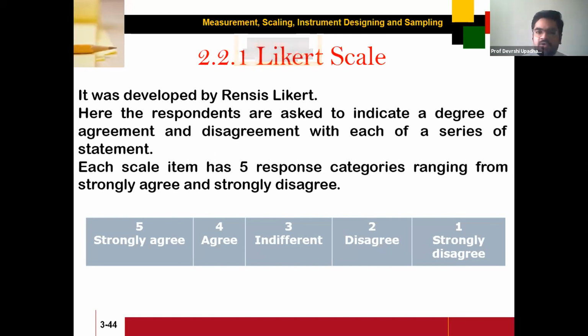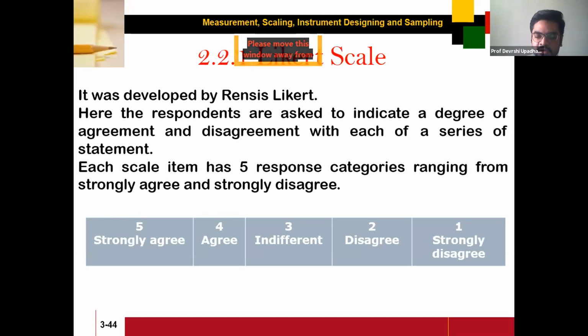So ultimately, you are just giving the options, and the respondent has the preference of whether they are agreeing or disagreeing. Each scale item has five response categories, ranging from strongly disagree to strongly agree. This can be any of them. I have just given the data.